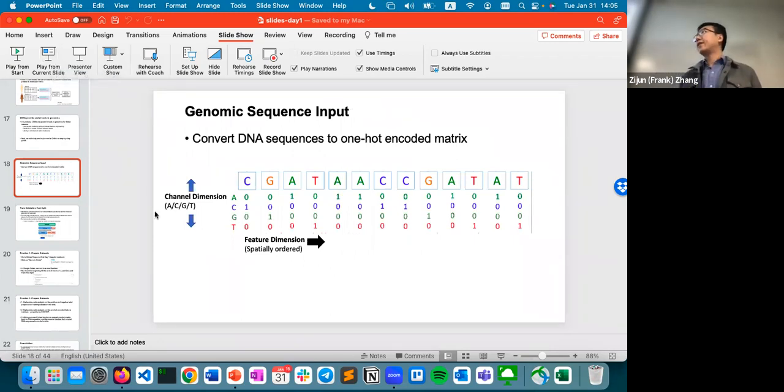Sorry, could you explain how it's one-hot encoded? Because I see that the data... Yes. Oh, okay, so each position is a 4-element vector to represent the A, C, G, T? Yes. And in this particular case, they are ordered exactly as A, C, G, T.